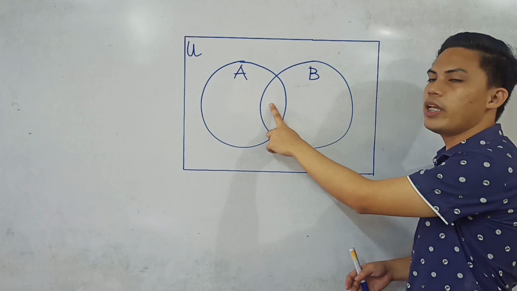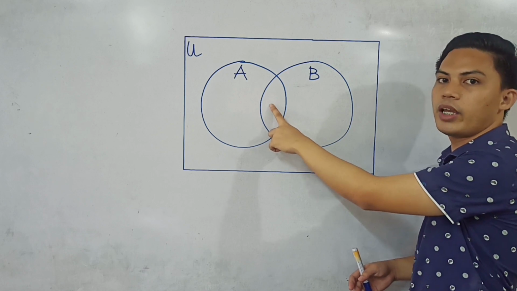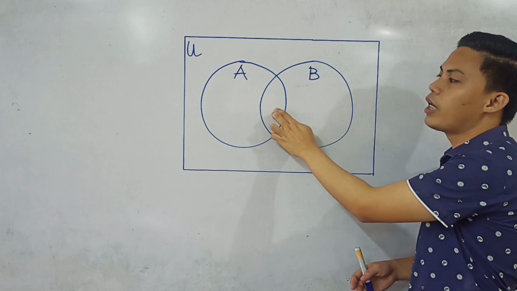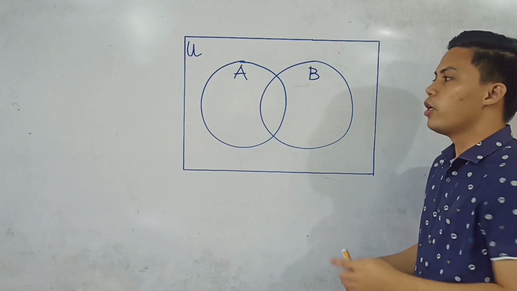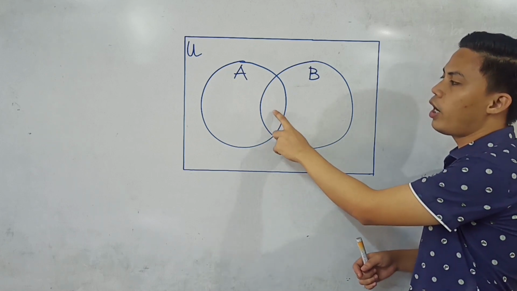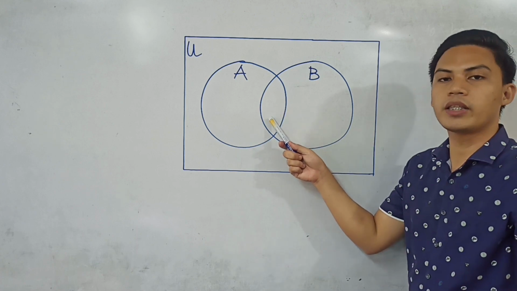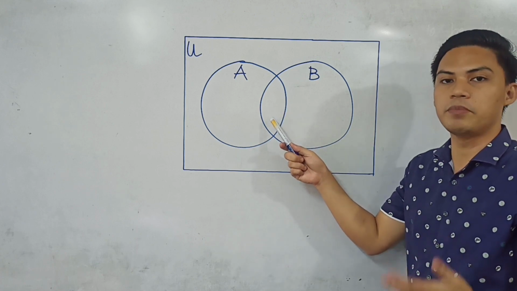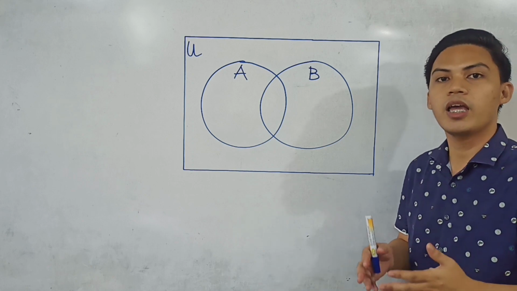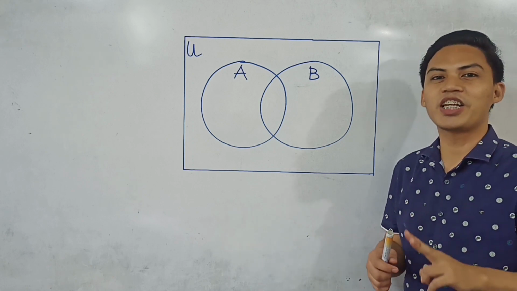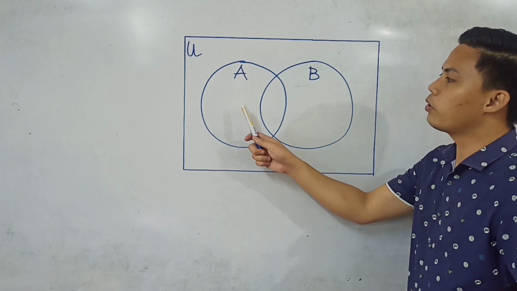intersection ni set A and set B. Okay. Ano kaya yung mga elements na ilalagay natin dito sa intersection ni set A and set B? So, ang makikita natin dito ay yung mga elements that are in A and in B. Ibig sabihin, makikita sa A at the same time makikita din sa B. That's the second region. Okay. How about the third region?